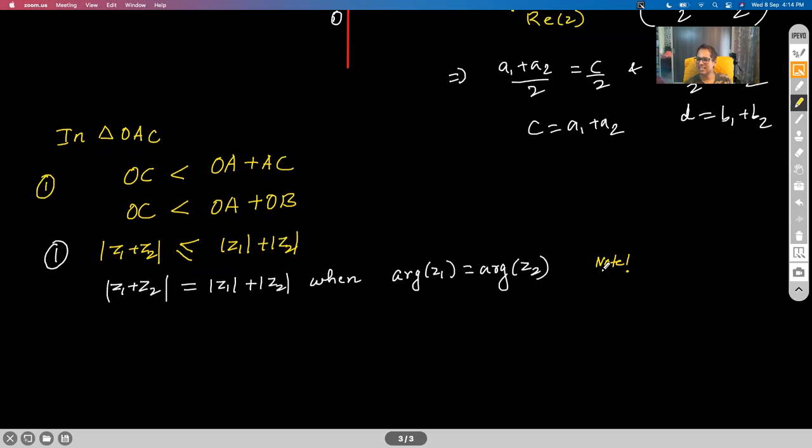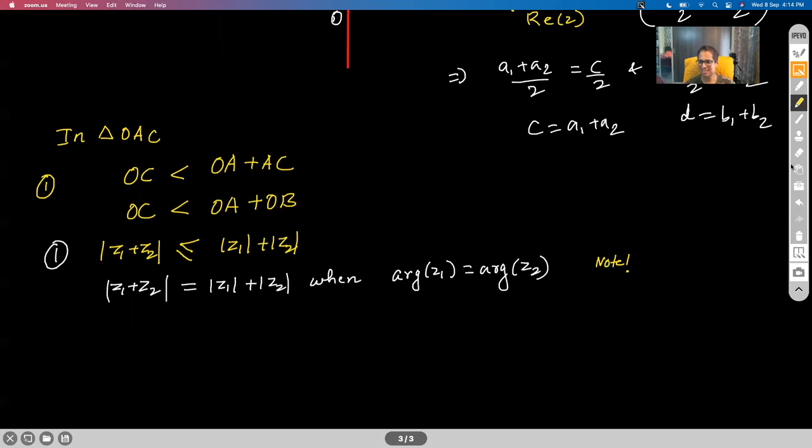So this will come as a question like this. Let us say Z1 and Z2 are two complex numbers such that mod of Z1 plus Z2 is equal to mod of Z1 plus mod of Z2. Then which of the following conditions are true? And one of the options will be argument of Z1 is equal to argument of Z2. So you have to mark that option. Make sense? Clear?